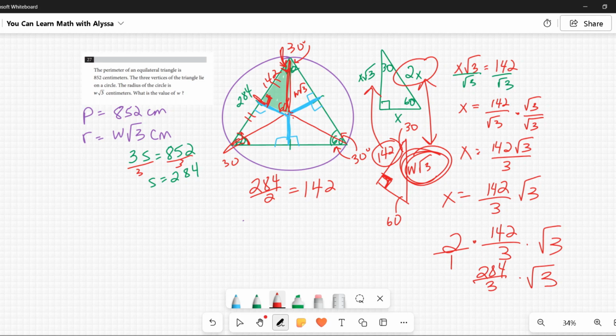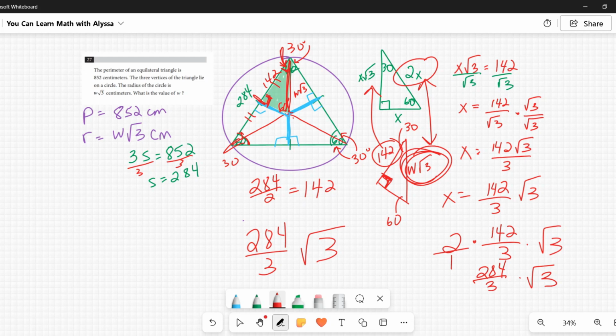And is 284 thirds divisible by 3? No, it is not. Same little trick: 2 plus 8 plus 4 is 14. 14 is not divisible by 3, so it's not. So that's it. That's my hypotenuse. My hypotenuse is 284 thirds times the square root of 3.